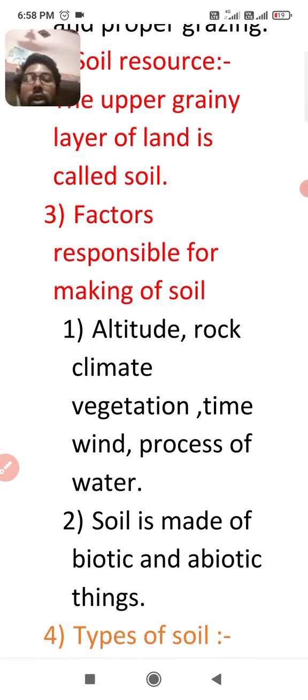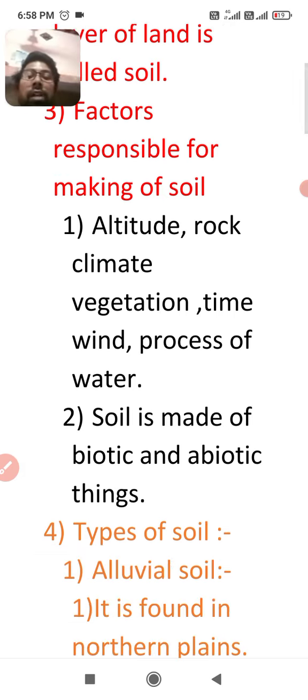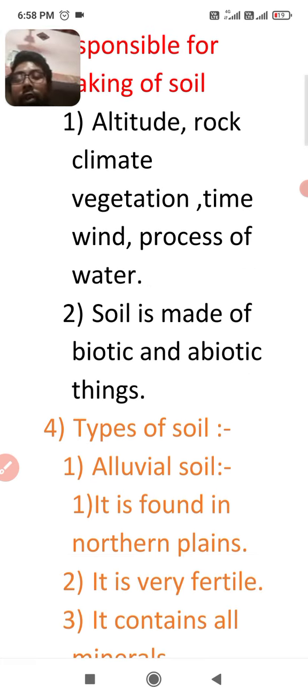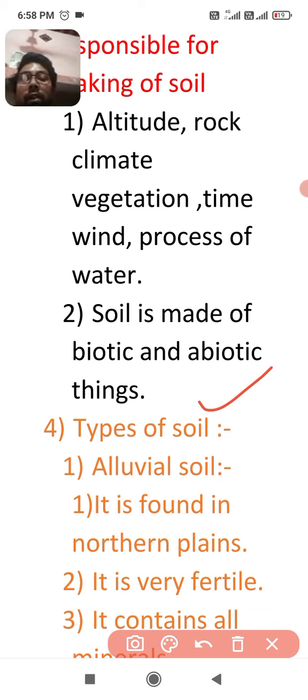Next point, soil is made of biotic and abiotic things. You know that bacteria are biotic and the rest of the things are abiotic. So you can say that soil is made of biotic and abiotic things. The next major point of the lesson is types of soil. There are 5-6 major types of soil in the lesson, and the first is alluvial soil.